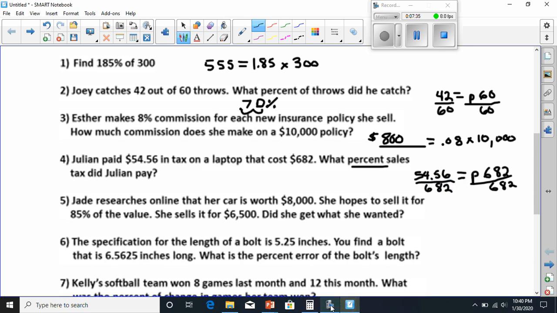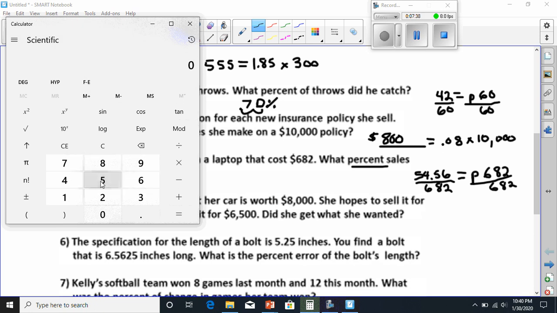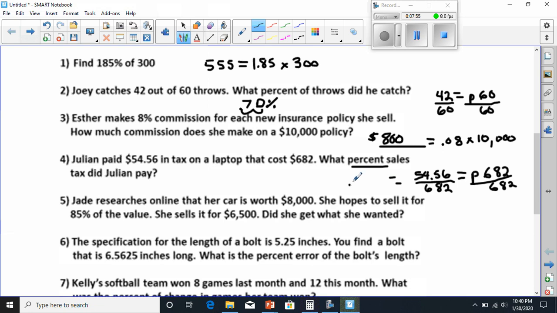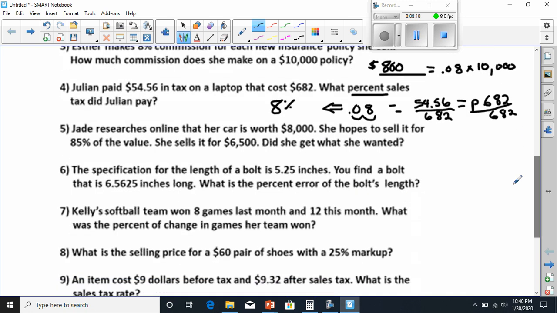Now I have to go ahead and take 54.56 and divide it by 682. And that's going to give us 0.08. Now remember, they're looking for the percent, so we have to move that decimal over twice, and that's going to make 8%. All right, let's go to number 5.